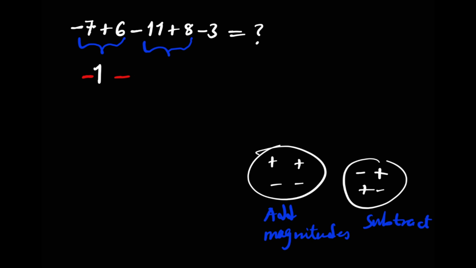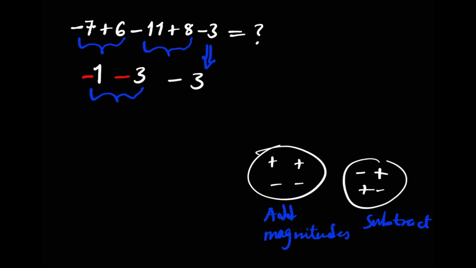Sorry, I have to use a different color. That's negative 3. And then remember, we have a negative 3 standing here. So let's bring that negative 3 down. Negative 3. Again, we are treating the numbers as pairs. We have -1 minus 3.